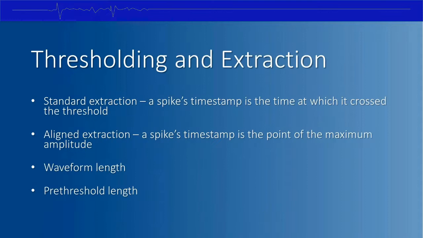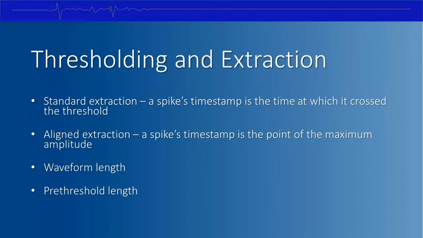Okay. The next topic we'll talk about is thresholding and extraction. Waveforms can be extracted from the continuous spike data online during acquisition. Thresholding is one way to extract a waveform or spike. There are 2 different ways of thresholding with OmniPlex. There's the standard extraction method, where a spike's timestamp is the time at which it crosses the threshold, or there's an aligned extraction, where a spike's timestamp is the point of the maximum amplitude.